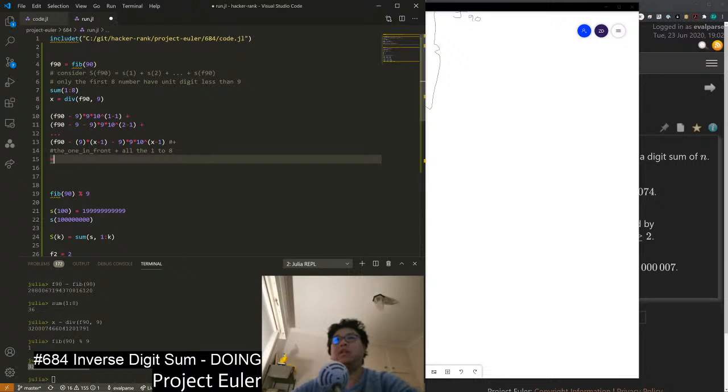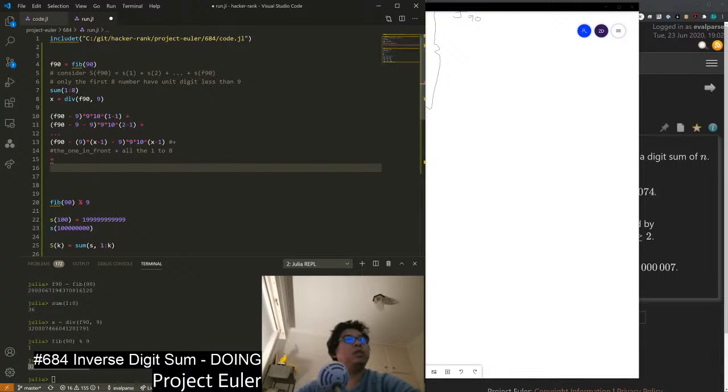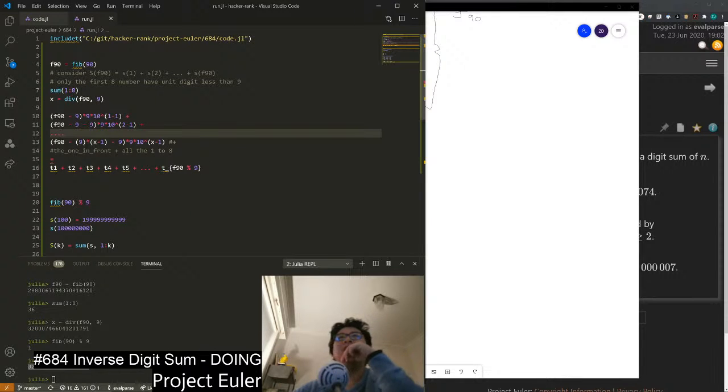Okay, so say this is equal to, what's a good name, so I have S, let's call it T. So that's T1 plus T2 plus T3 plus T all the way to TF90. I don't have TF90, I have TF90 minus 9. Okay, I think I can solve this into a much more compact form. Let me see what's happening here.